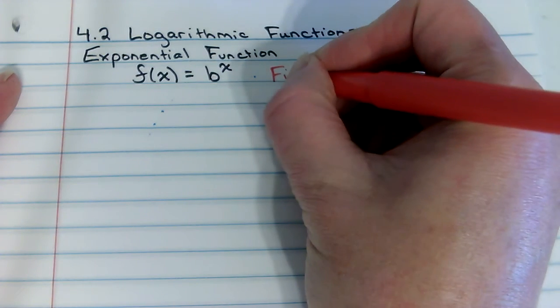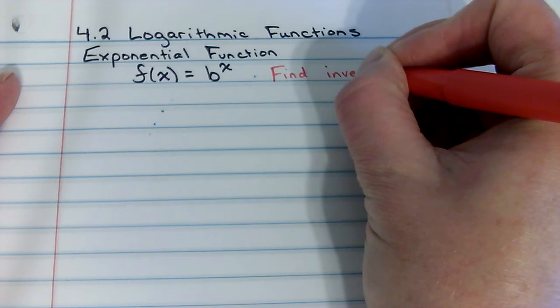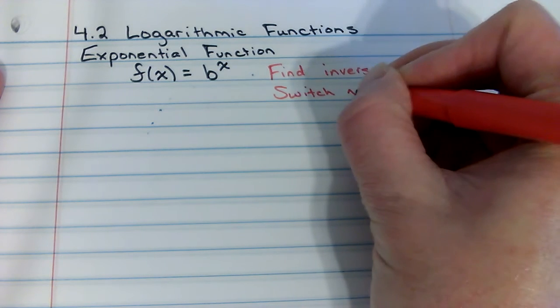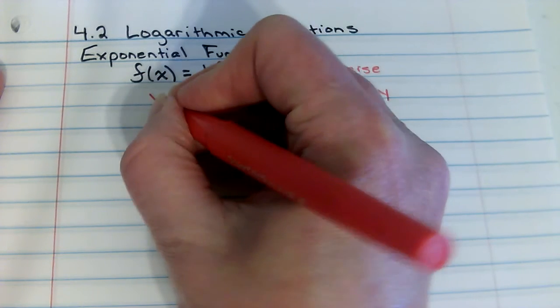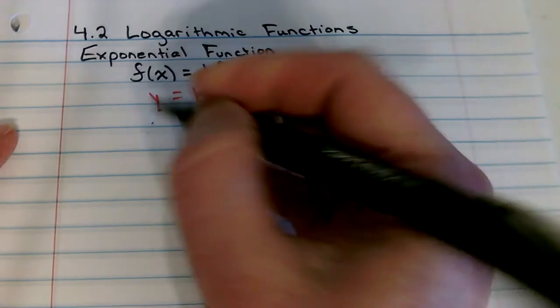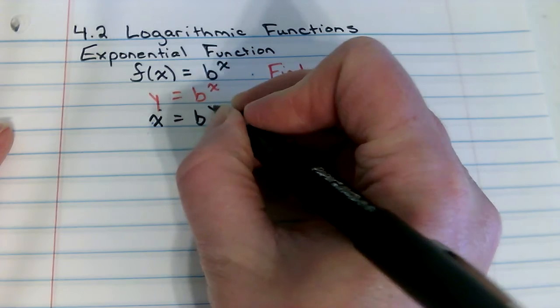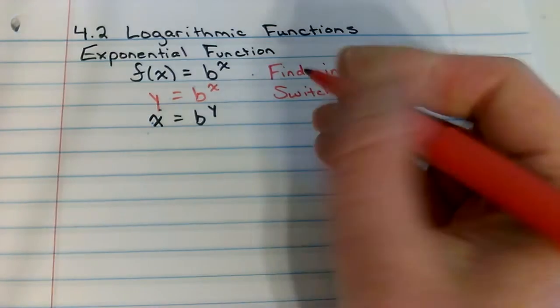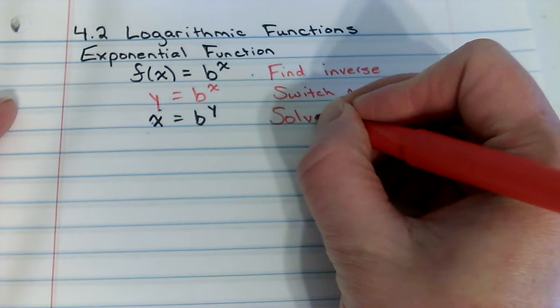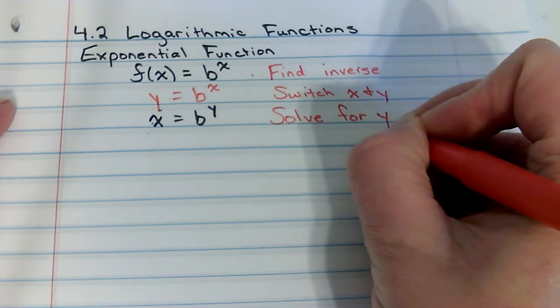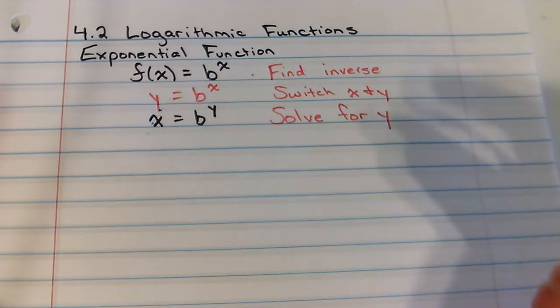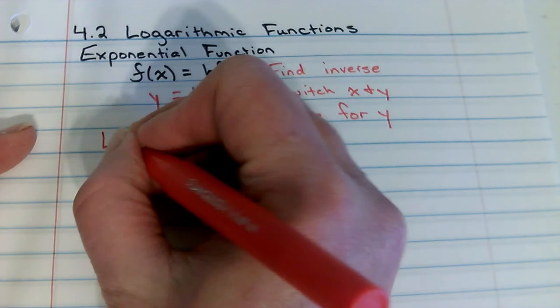If we were to find the inverse, we would want to switch x and y, right? So if I make that y equals b to the x, then I could switch my x and y. Well, mathematicians were like, how do I solve for y from here? How do I find something that will give me the exponent? And the function that gives me the exponent as an answer is called a logarithm.